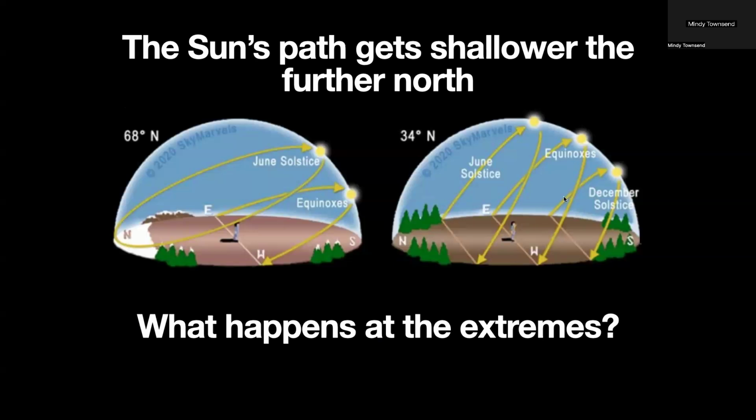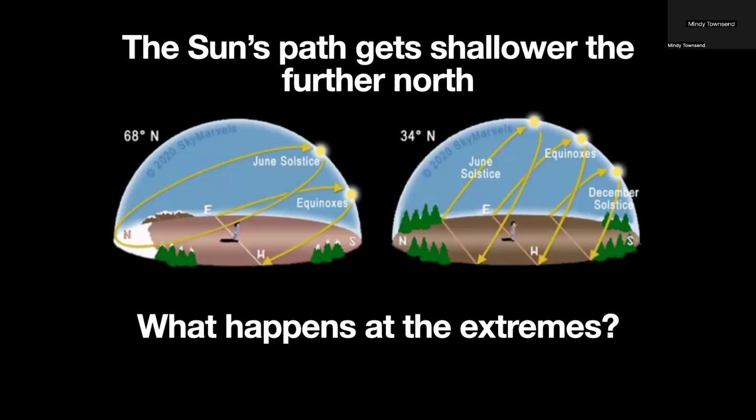So this represents 34 degrees north latitude. This represents closer to the equator, and at every step along the way, December, the equinox and the June solstice, the sun takes a higher path through the sky. But as you go north, you will notice that Polaris will be higher and higher in the sky, and the sun will take a shallower path through the sky. More of the night sky will be circumpolar.